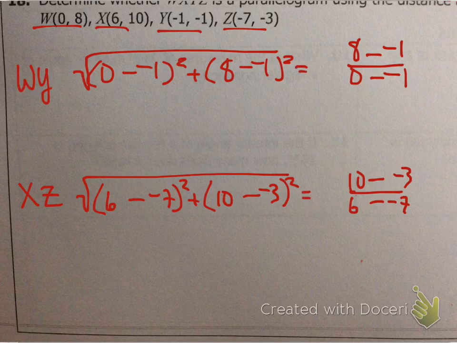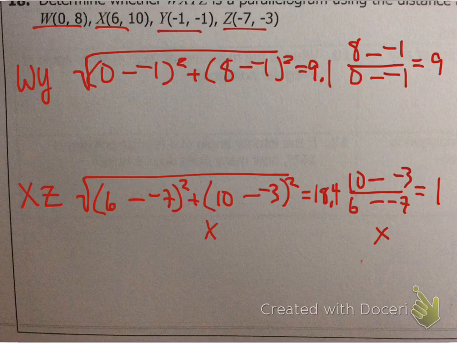Alright, so in this case, what happens here is you get that this is 9.1 and this is going to be 18.4. So this is an x. The distances are not the same. And as far as the slopes go, you get 9 and 1. So this is an x also. And because they're both x's, that tells you that this is a parallelogram.